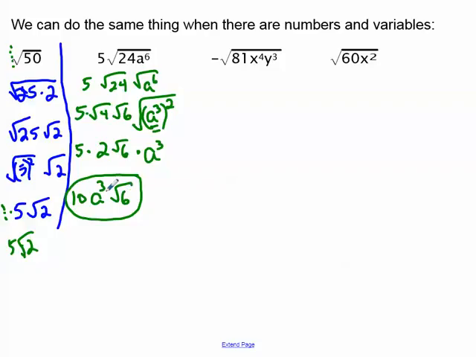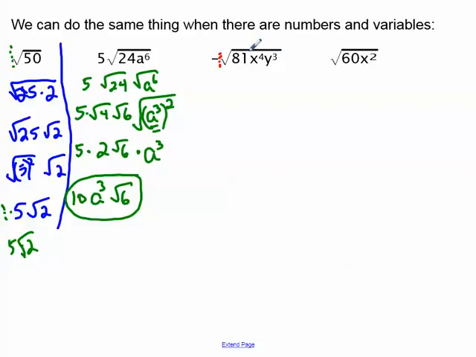10 times a cubed times square root of 6. Done. And really, that's it. Now, that's about as complicated as we can get, because we got numbers outside the house, we got numbers inside the house, we got variables inside the house. Well, I guess we can get more complicated by saying maybe there's a negative. But what's that negative mean? Well, it's a negative 1 times all this stuff.